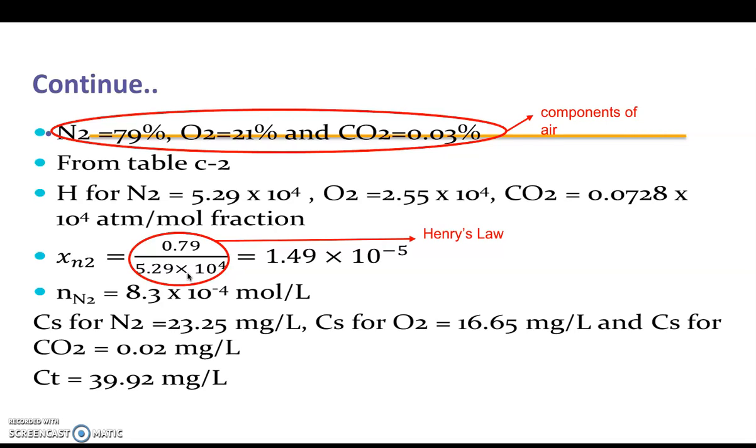You determine first the Henry's constant from Table C2 for nitrogen, oxygen, and carbon dioxide, and then you find the mole fraction of the gases. For the concentration of each gas, you multiply by the molecular weight of each gas. For instance, for nitrogen, the molecular weight is 23.25, and then oxygen is 16, and CO2 is, I think, around 16, isn't it?